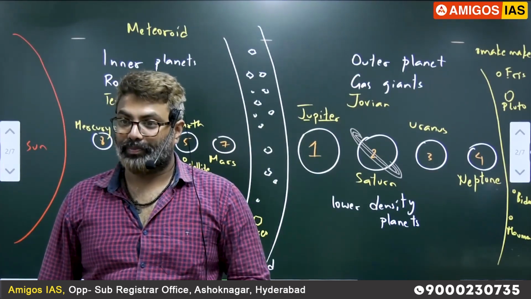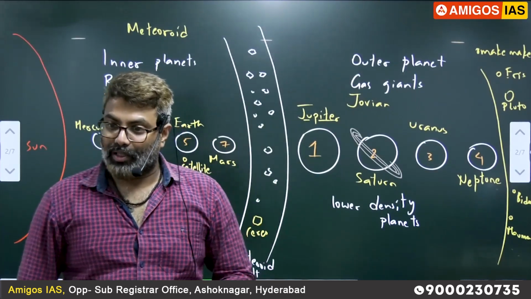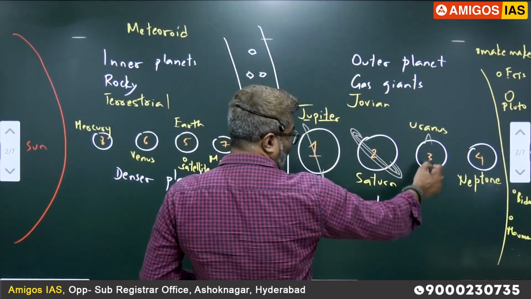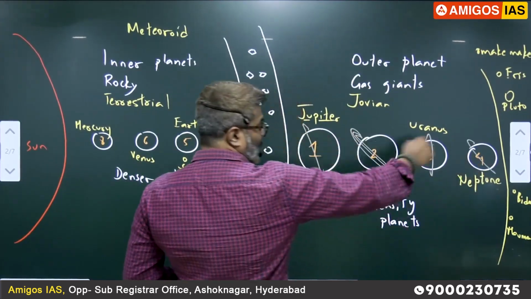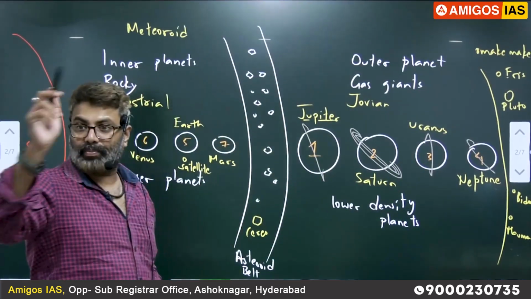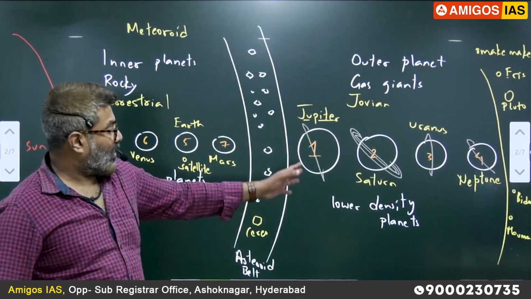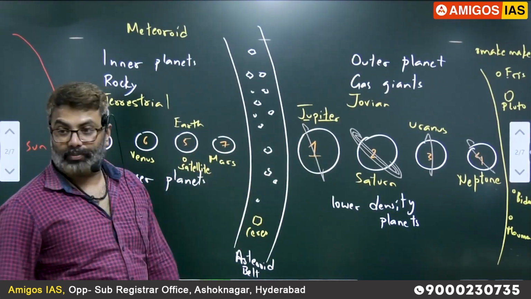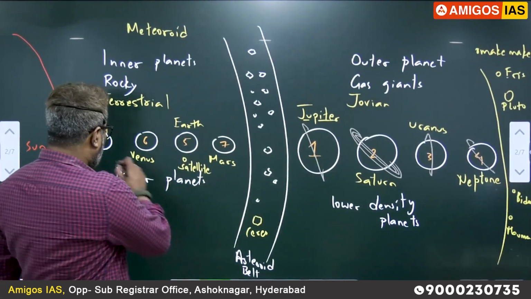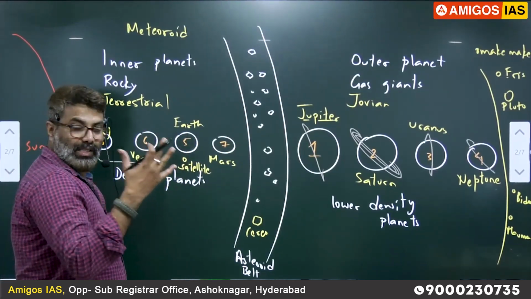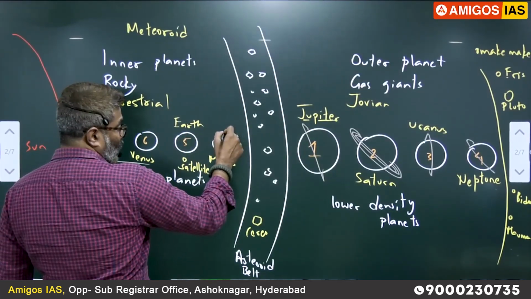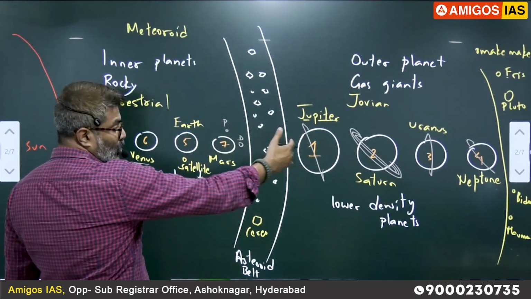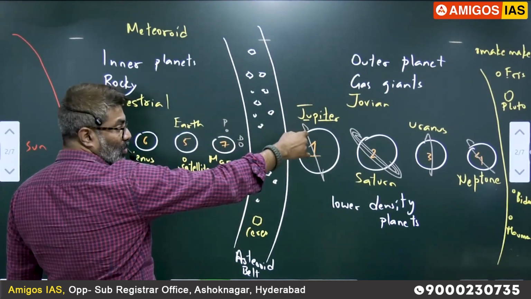Second comes Jupiter. Jupiter also has rings. All these planets have rings, dust rings around them: Jupiter, Saturn, Uranus, Neptune. But these two don't have any satellites. Mars has two, Phobos and Deimos. Jupiter has around 70 plus now.